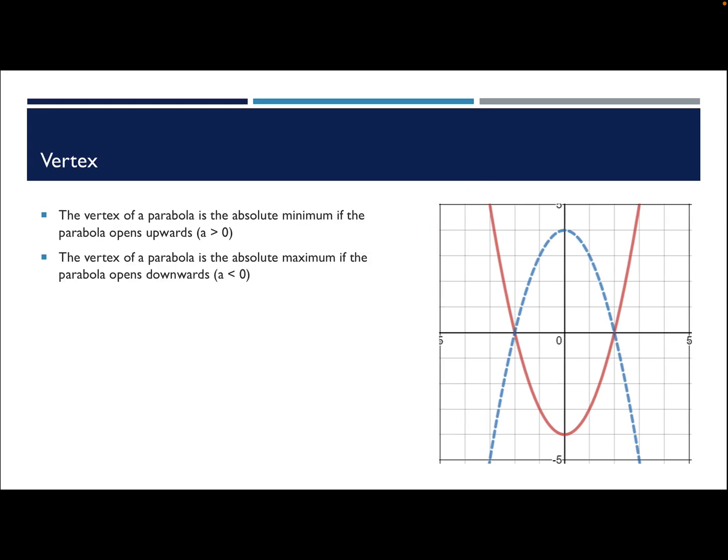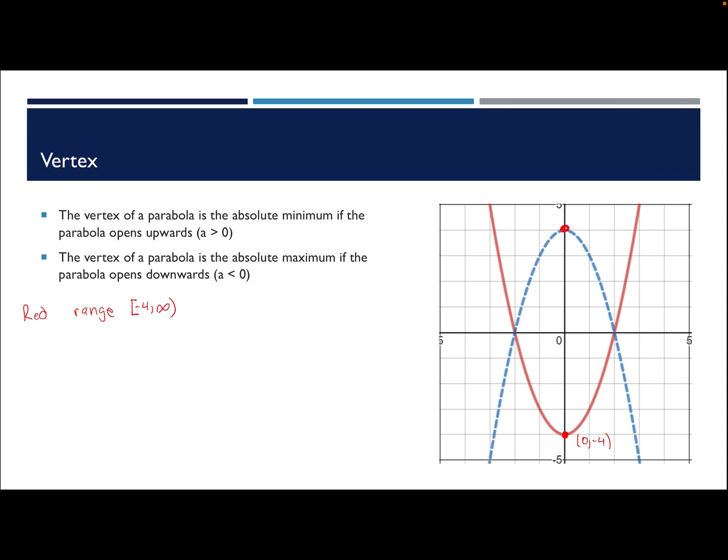So the vertex of a parabola is the absolute minimum if the parabola opens upwards. So here, this value that I'm writing here, 0, -4, for this red graph is the absolute minimum. It's the lowest value on the graph. And that would make the range, for the red graph, from -4 to infinity inclusive.